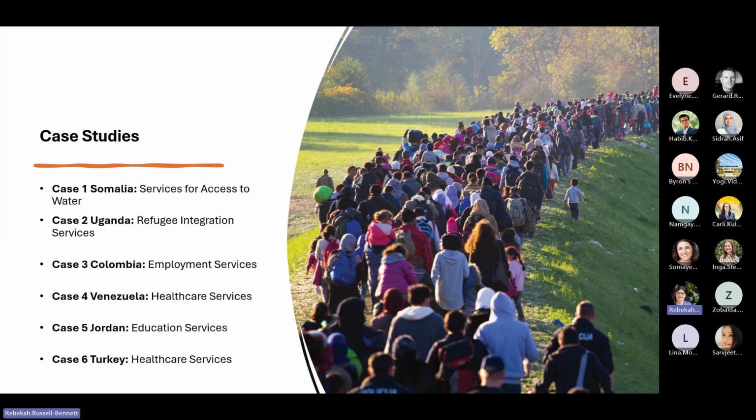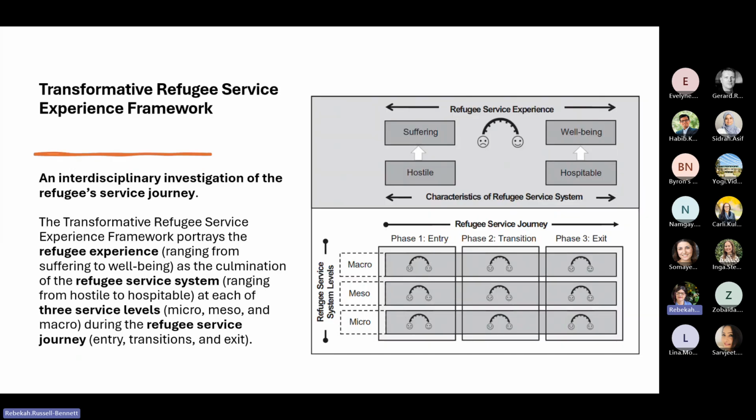And our team was pretty big. We had 13 co-authors, and they were from all over the world as well. We were able to collect data from Somalia, Uganda, Colombia, Venezuela, Jordan, and Turkey. And each case study informed our understanding of the model that we ended up proposing, where instead of talking about customer experiences, we used the literature on experience that we know in service research to translate it into a refugee service experience. We said that the experience could be hostile or hospitable.